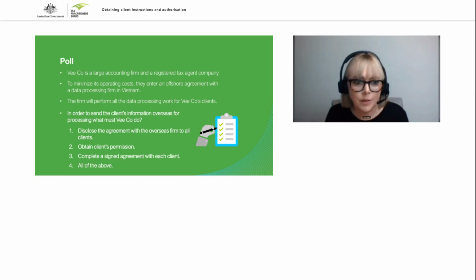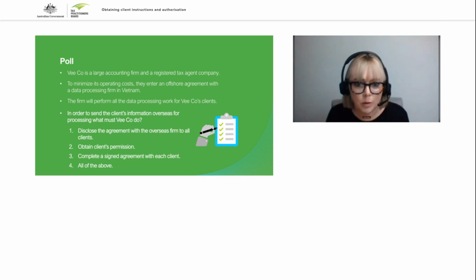And I'll just give you the scenario and then you can make your choices. So we have VCO, which is a large accounting firm and registered tax agent company. So to minimise its operating costs, VCO enters into an offshore agreement with a data processing firm in Vietnam. The processing firm will perform all the data processing work for VCO's clients. So to send the client's information overseas for processing, what must VCO do?